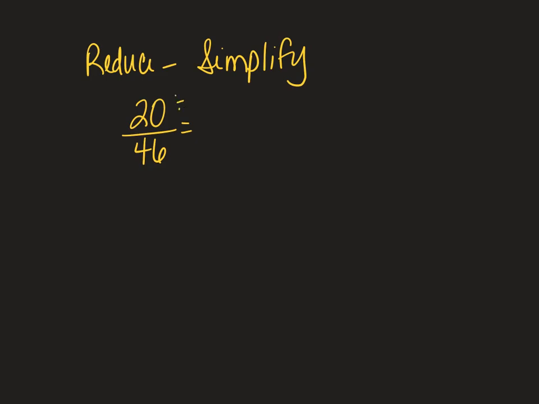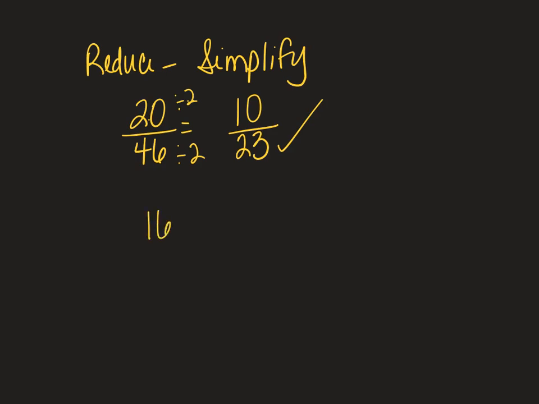You can go more than that, but we're going to start. No, you can't. Actually, that's it. So 20 divided by 2 would be 10. And 46 divided by 2 would be 23. And that is your final answer. Okay, let's do another one.